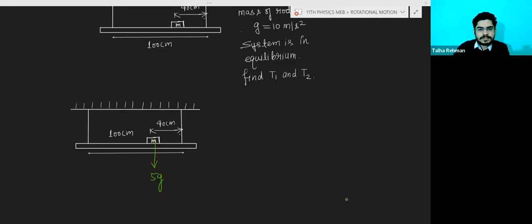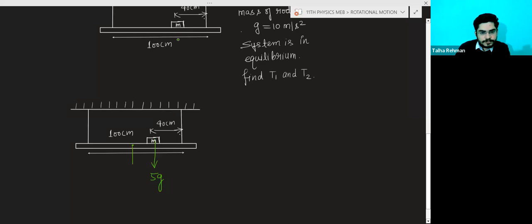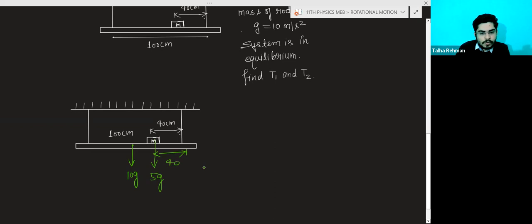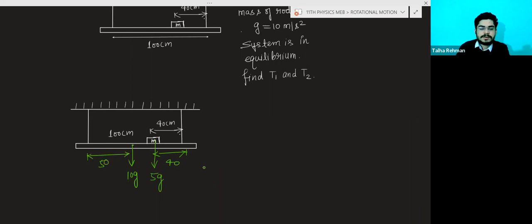So 5 centimeter means this is of 100, so here will be 50 centimeter. Here will be the force of 10g. And remember the distances, because we are calculating the torque, so distances will play an important role here. This distance is 40, and what will this distance be? This will be 50 centimeter.